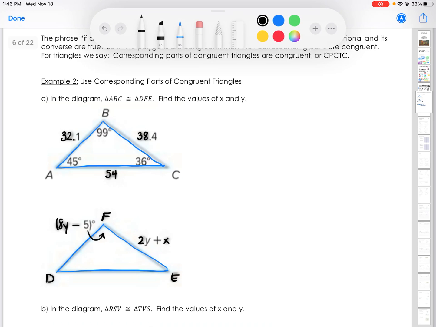This is a really big one, and it's going to come up again later when we start to do proofs. But we say that corresponding parts of congruent triangles are congruent. We shorten that to CPCTC. Corresponding parts, matching parts, of congruent triangles, triangles that are equal, are congruent. CPCTC. We're going to use this again this chapter.